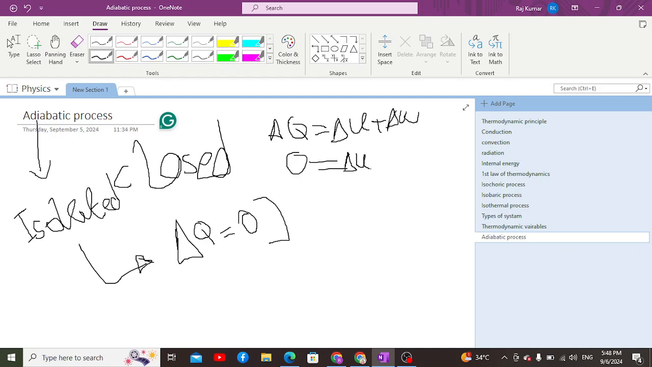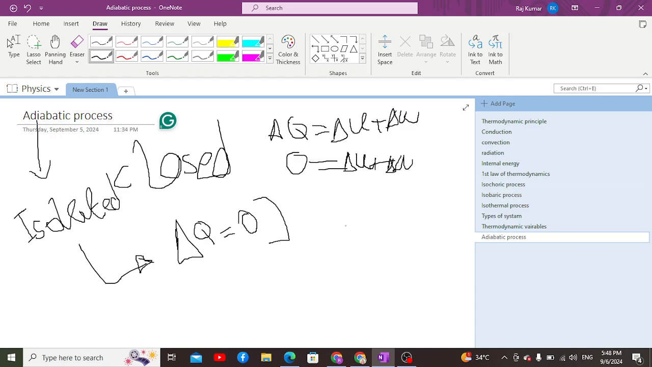So, 0 is equal to del U plus del W. Now, what does this equation show us? The equation shows us that the work done on or by the system plus the change in internal energy is equal to 0, which means that the work done on or by the system is equal to the decrease or increase in the internal energy of the system, based on the type of process which is occurring.